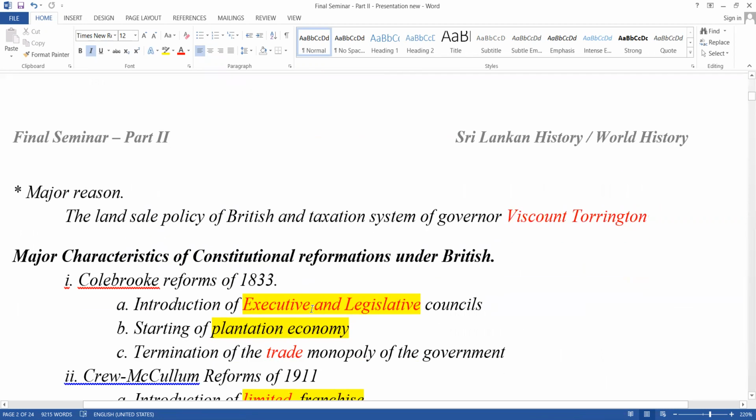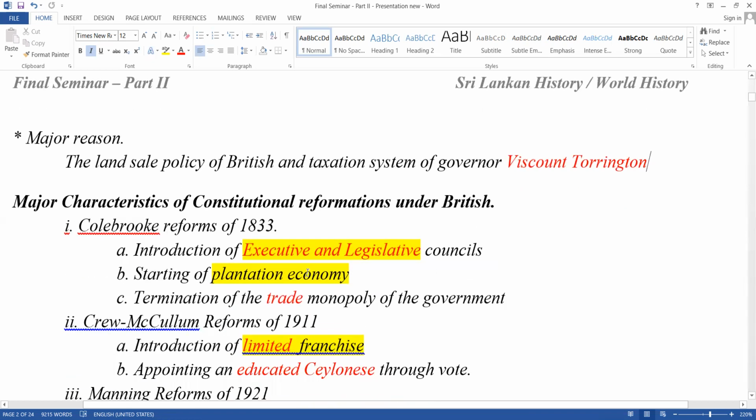The Colebrooke Reformation of 1833 introduced the Executive and Legislative Councils. The Executive and Legislative Council was the earliest parliament, introduced to reduce the powers of the governor. So in the exam, if asked what method or step was taken to reduce the powers of the governor, the answer is the establishment of executive and legislative councils. After that, the governor had to ask these two councils before doing any work. Starting of plantation economy.